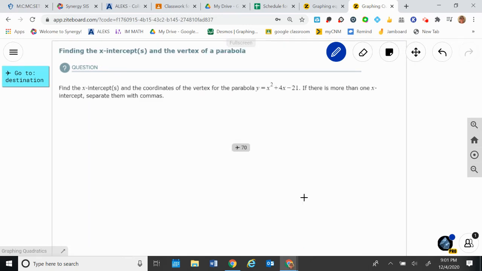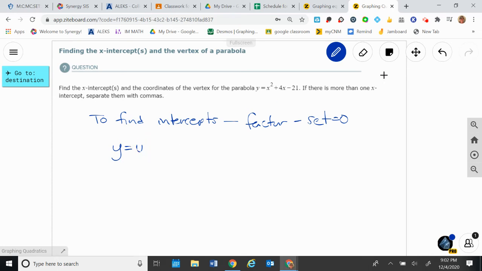Okay. All right. It says find the x-intercepts and coordinates of the vertex for the parabola. Okay. Now to find the intercepts, you need to factor it. Set it equal to 0. Look, you guys, for the x-intercepts, y is equal to 0. So let's put x squared plus 4x minus 21. We're going to set it equal to 0. And then we're going to factor this because we want to know what values of x make it 0. So we're using the zero product rule again, and it's so cool.